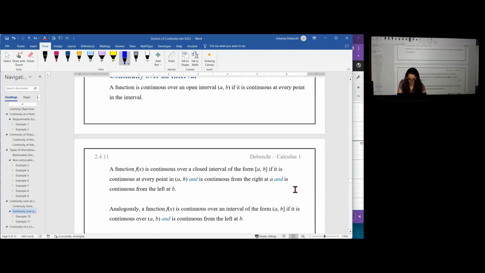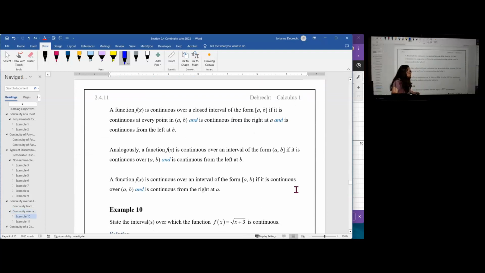If we're looking at one of the form open a to closed b, then it's continuous from the left at b. We don't know what happens at a, but it is continuous at all the points between a and b. And we have a similar definition for closed a to b. Continuous from the right at a, don't know what happens at b, continuous at all the points between a and b.